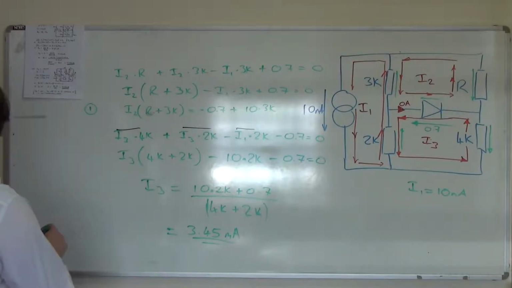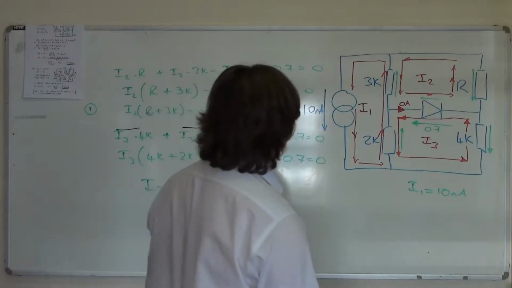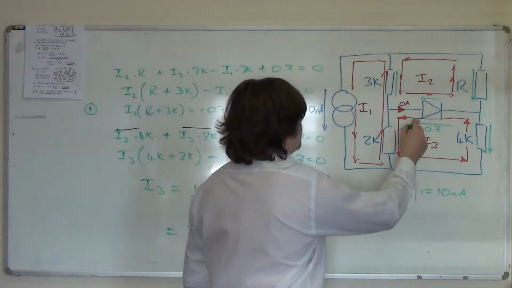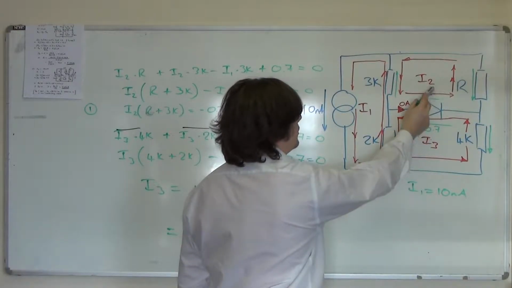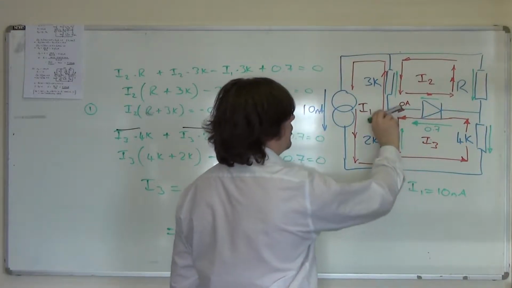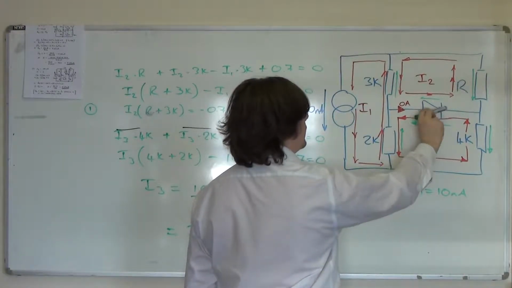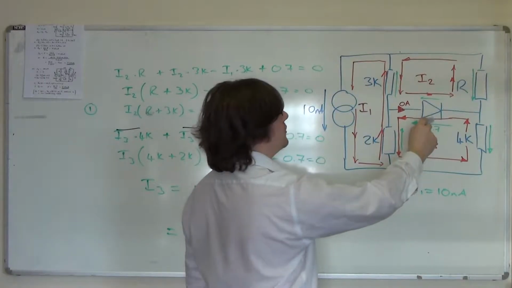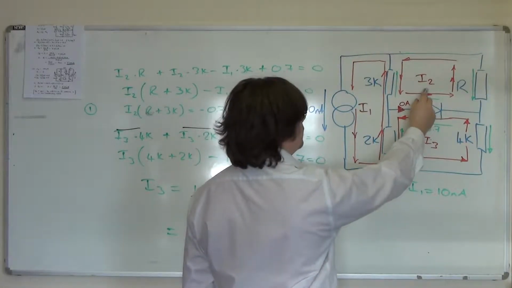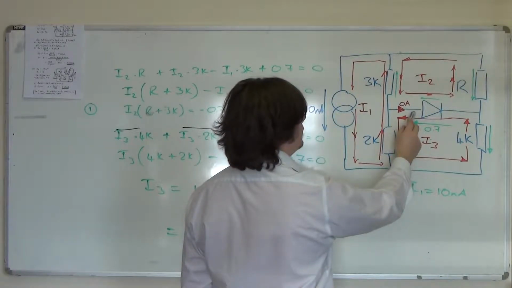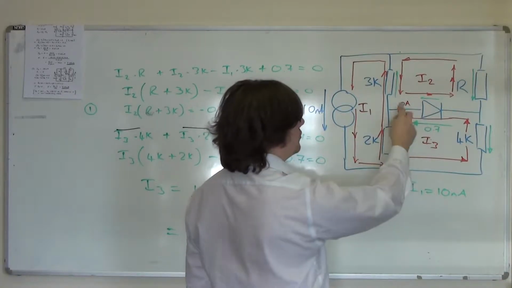Right, so then we need to go about getting ID. So ID must be 0, and ID is a combination of I3 and I2. Because we've got a branch current here, which is the branch current in the diode, and that must be 0 because the diode's on the edge of conduction. And this branch current is a combination of I2 and I3. In fact, ID is equal to I2 minus I3, and I know that because I'm looking at the direction of the arrows.